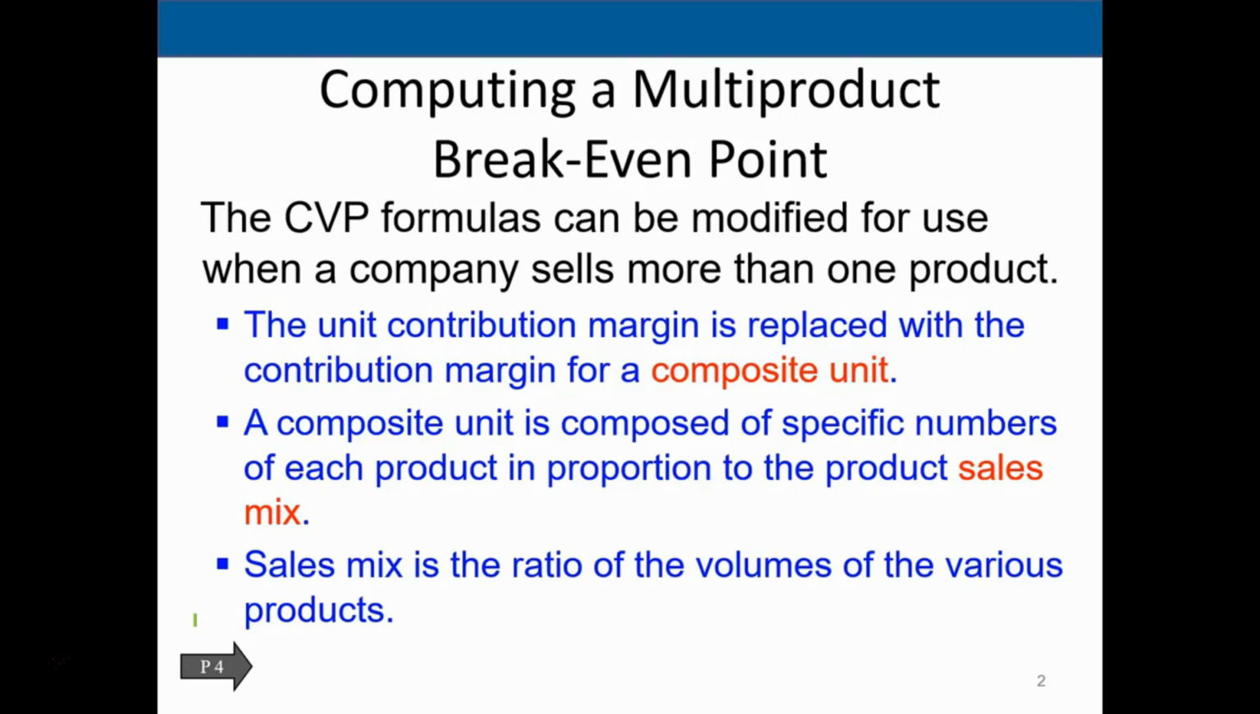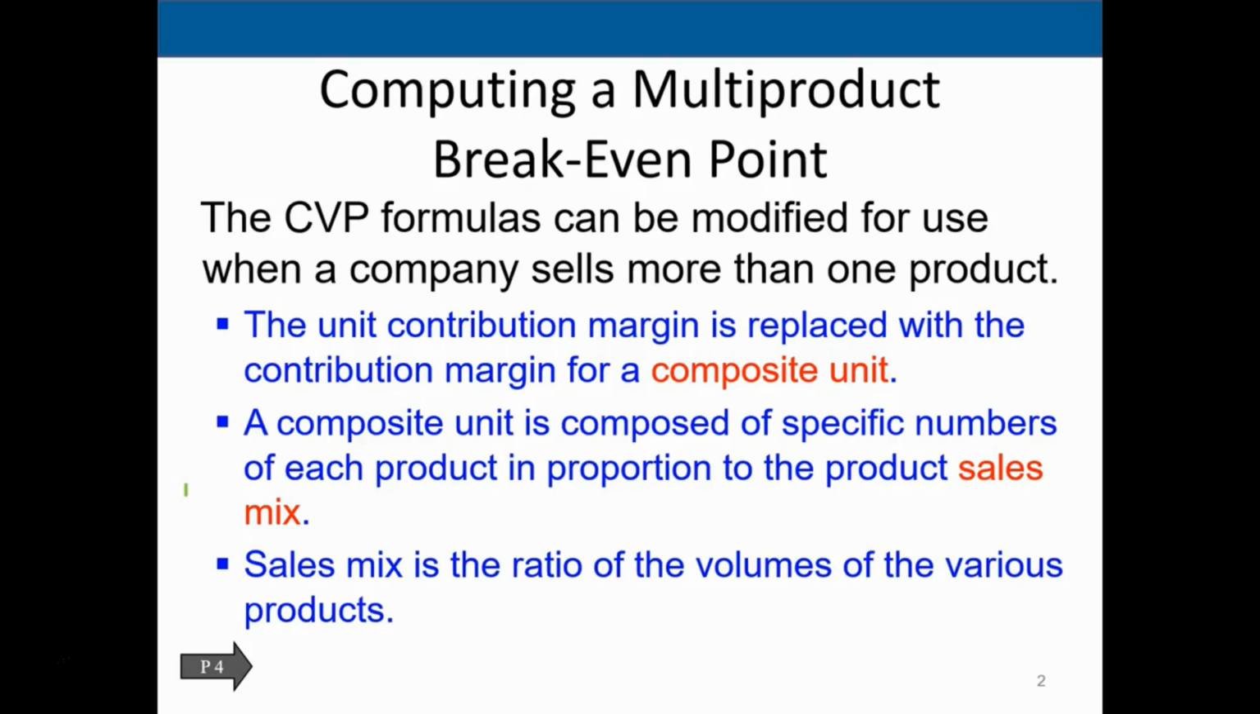But then of course the question is, how do we come up with a composite unit? What does that consist of? It's going to be an estimate for the most part, an average of all the different units and different prices that we're going to have. We're going to have to sum those together in some way and come up with one unit that will represent a composite unit of all the types of products that we have. So a composite unit is composed of a specific number of each product in proportion to the product sales mix.